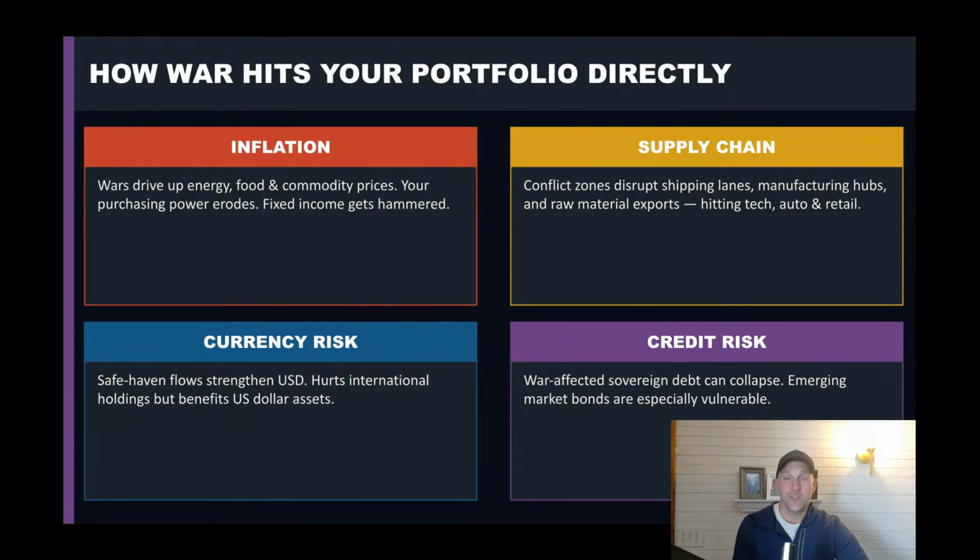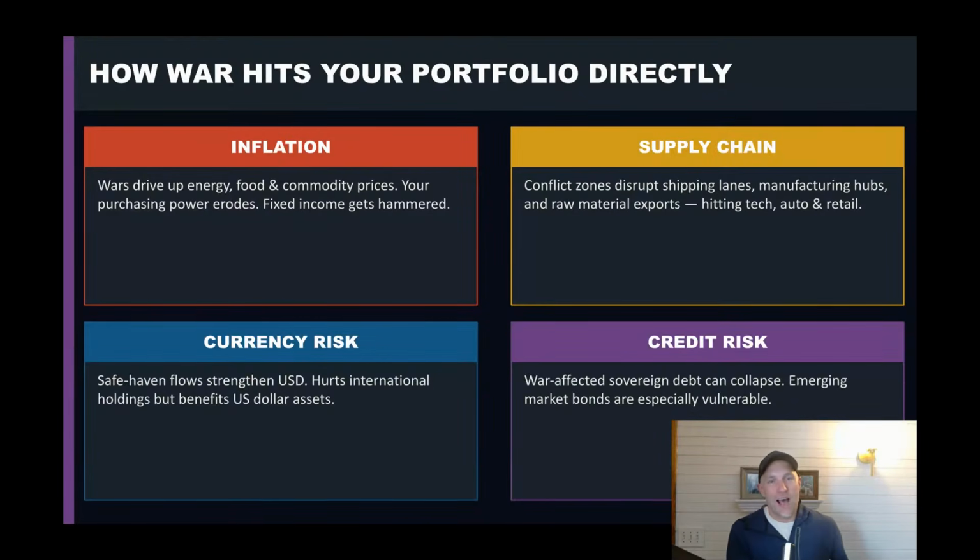You can see here, conflict zones disrupt shipping lanes. The Strait, I'm not going to pronounce it, manufacturing hubs, raw material exports, and that impacts tech. It impacts auto, retail, and then we can see currency risk. And the U.S. dollar strengthens, but that doesn't mean it extends your purchasing power of that dollar. That's the dollar in the sense of the actual currency, but not how far you can stretch it for yourself as a consumer. And then the last component here, credit risk. War-affected sovereign debt can collapse. Emerging market bonds are also especially vulnerable. And again, it's just the interplay of all these factors globally that come under the microscope as these types of things play out.